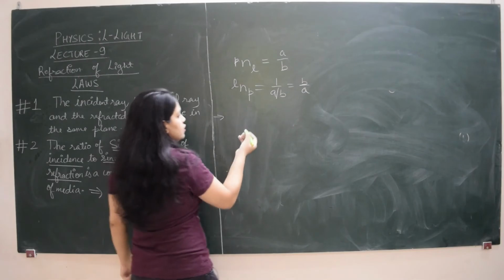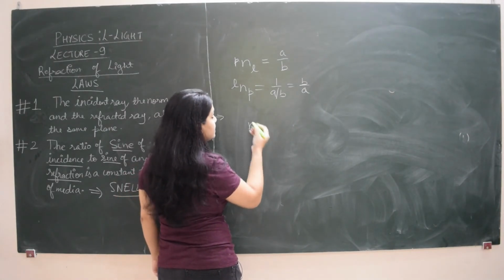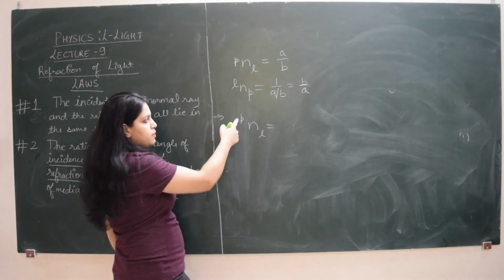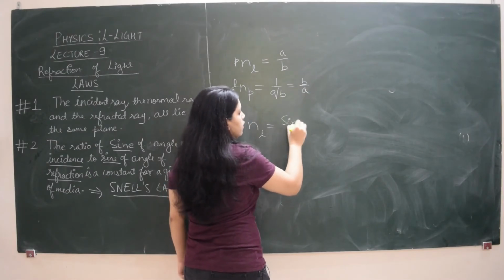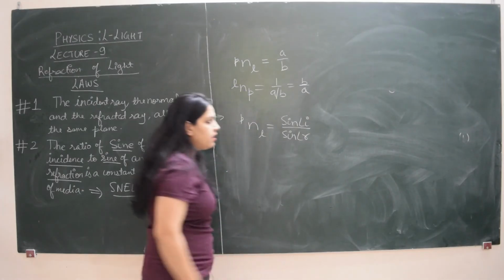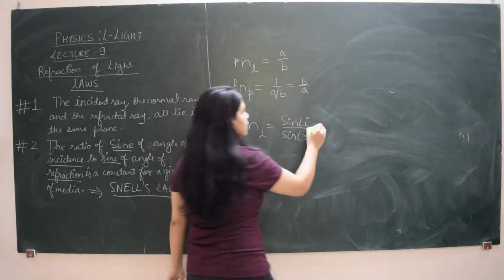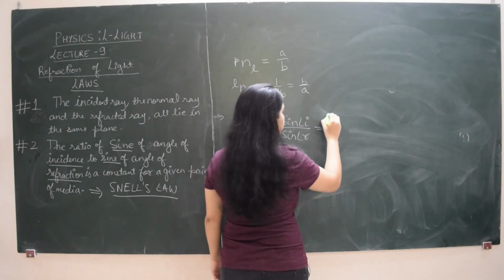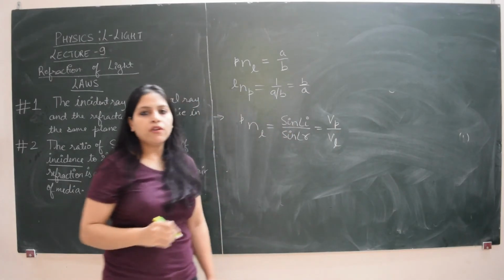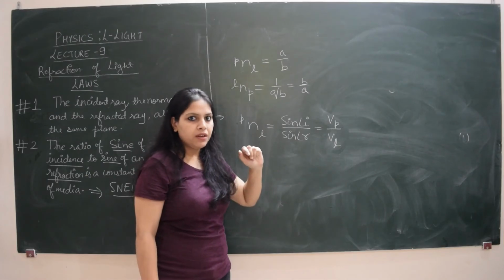Another thing: once again let's take the same values L and P, refractive index of L with respect to P. What relations do we have now? One is sin I by sin R, where angle I is in medium P and angle R is in medium L. We can also find this with the help of the velocity relation, Vp upon Vl, velocity of light in medium P divided by velocity of light in medium L.